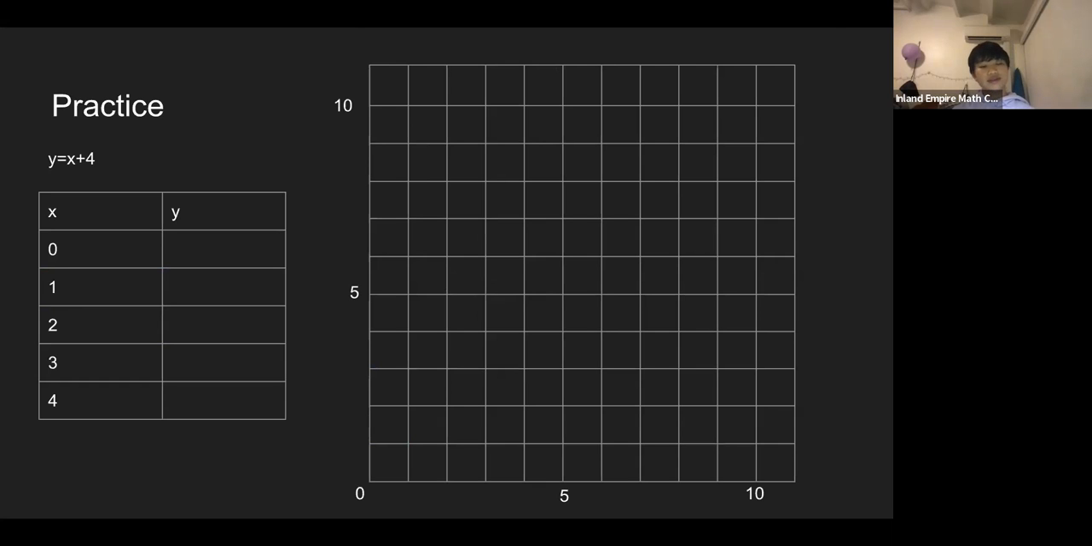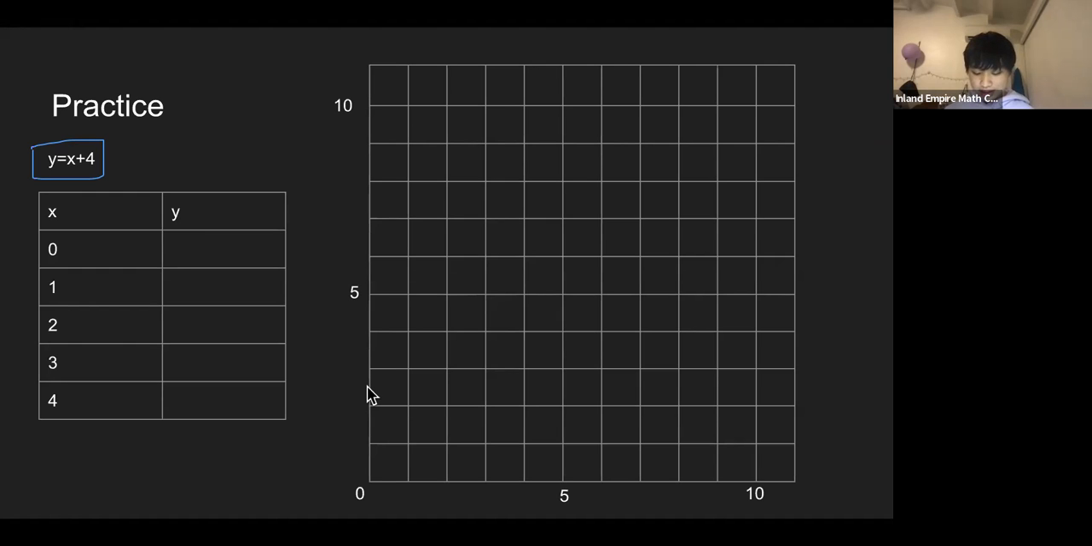So does anyone want to give it a shot, just going through the full process? I'll give you a second to think about it. So instead of the equation before, we're now just doing y equals x plus 4. So if x equals 0, does anyone have any idea as to what y would equal? So Jasper says 4.